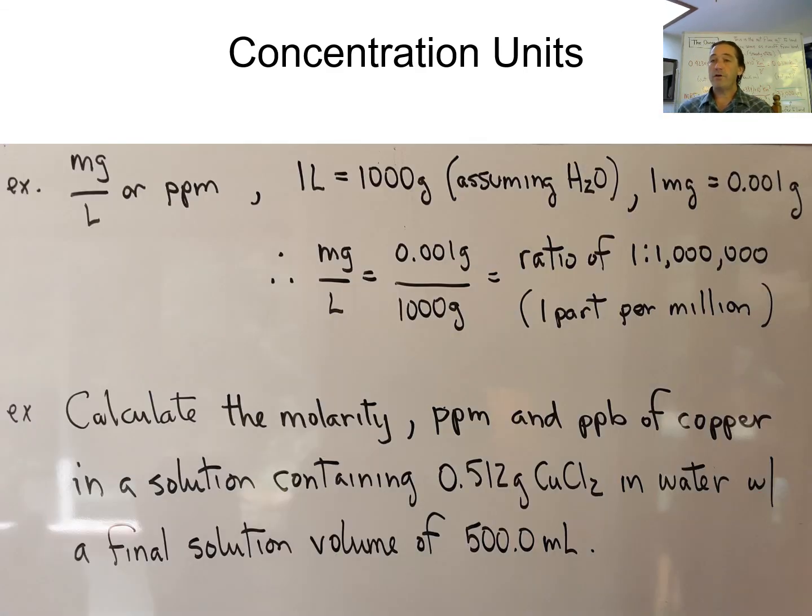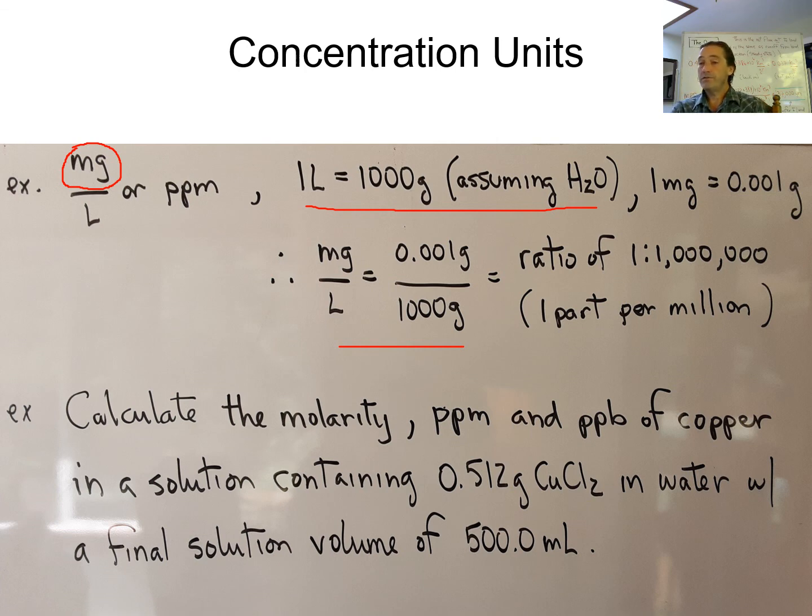And so how is a milligrams per liter a ppm, a parts per million? Well, it's assuming that 1 liter is 1,000 grams. We know that for every mil of water, it weighs 1 gram. So 1 liter is 1,000 grams. And 1 milligram, this milligram here, is 0.001 grams. So milligrams per liter is 0.001 grams over 1,000 grams. That ratio is 1 to a million, or 1 part per million. We could do this type of calculation for any of those units on the previous slide.